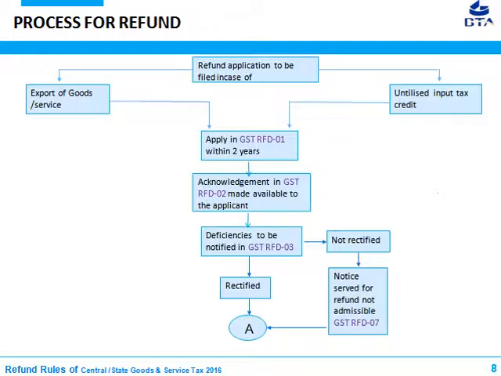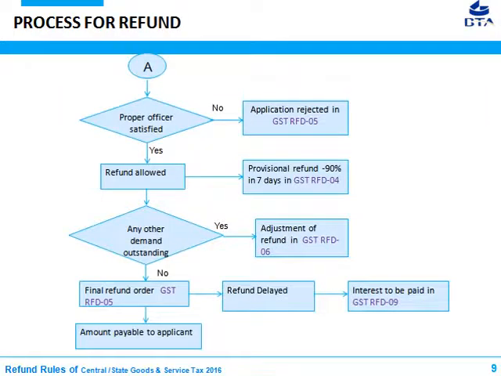Deficiencies, if any, in the refund application shall be notified by the proper officer in GST RFD 03. Then the applicant shall either rectify or not rectify the deficiencies so notified. In case the deficiencies are not rectified, then a notice shall be served for refund not admissible in form GST RFD 07. If the proper officer is not satisfied, the application shall stand rejected in form GST RFD 05.